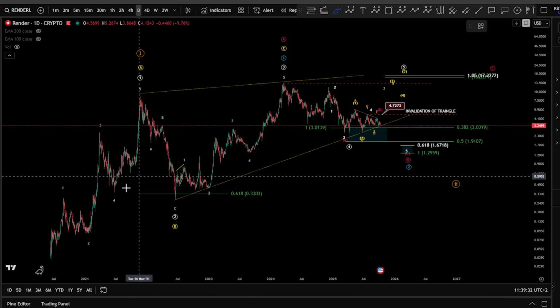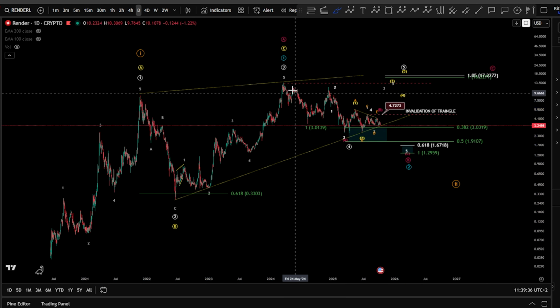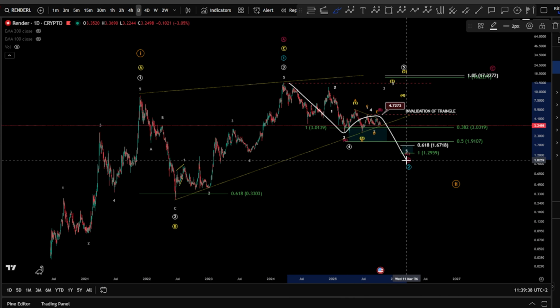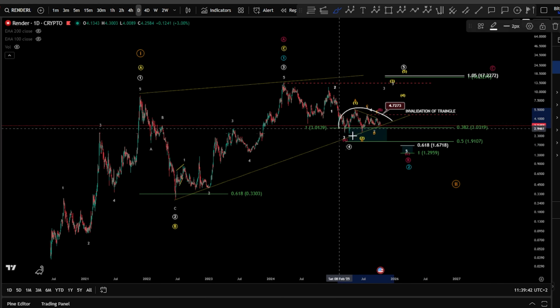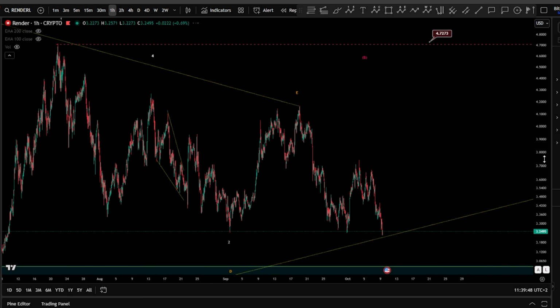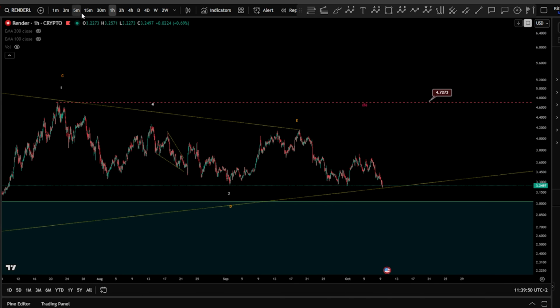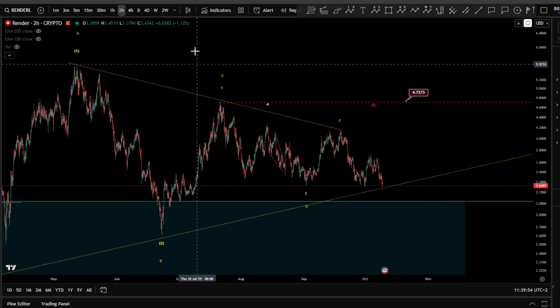And that means you might be in a 1-2, even 1-2. So it still can be an A, B, C for a wave 2, and then moving higher again. But this right now is not looking good for Render. Honestly, this is a little bit disappointing, I would say, for Render, right? So we have to be careful with it.